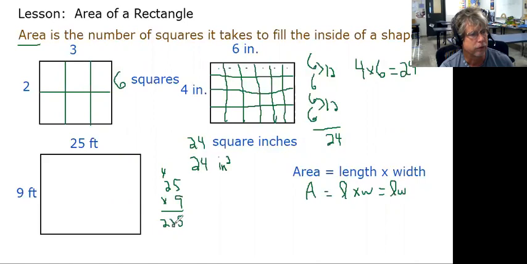So we'd have 225, and since we're dealing with feet, we would say square feet, and the abbreviation would be just FT with a little 2 above it. So that stands for square feet. So the rectangle would be 225 square feet. So that's a little bit of a review of finding the area of a rectangle.